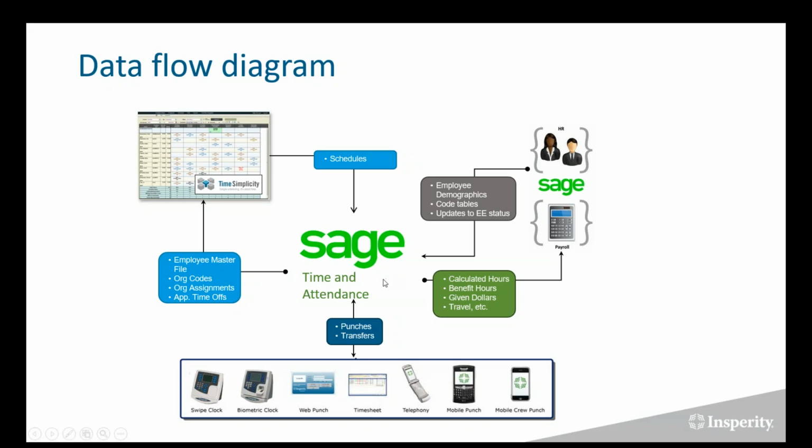Once that's done, whoever's responsible for running payroll can tell Sage Time and Attendance to go ahead and push that data into your payroll module of choice. So that's going to pass all your calculated hours, benefit hours, given dollars, etc. So hopefully that gives you a little idea.